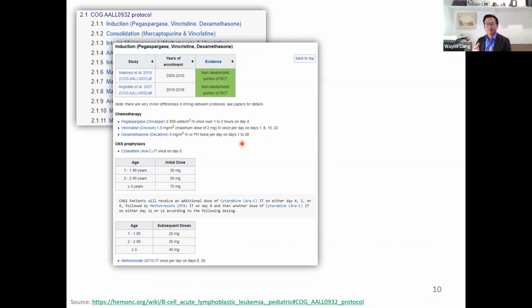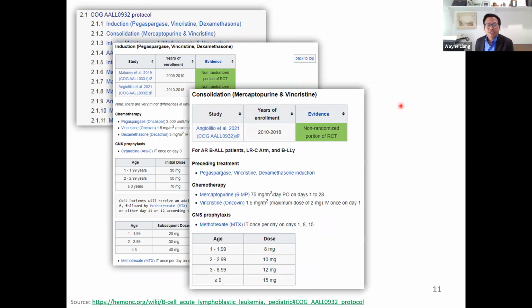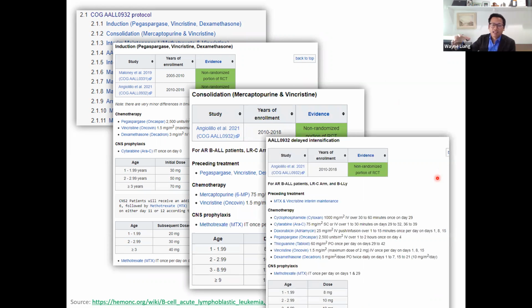So that's only induction. If you're talking about consolidation, it's something totally different, a totally different recipe. This recipe must follow induction. And then intensification, again, must occur at a certain time point, with a different recipe altogether given at certain time points. So that's what a regimen might look like. And again, this is a real regimen pulled from HemOnc.org. We can already kind of see the complexity that might be involved in understanding the regimen that a patient received.